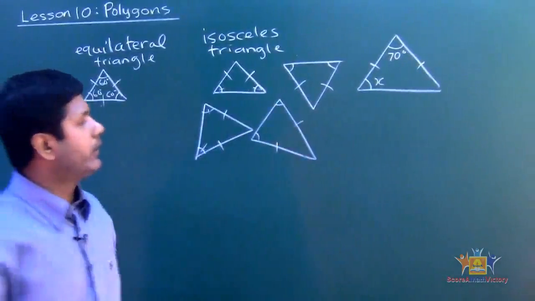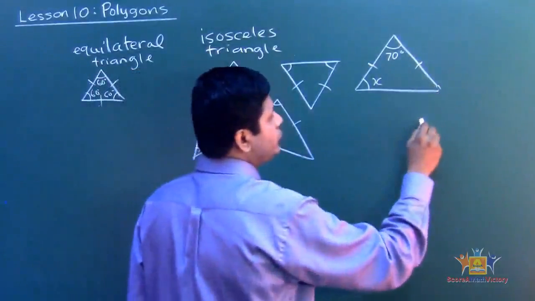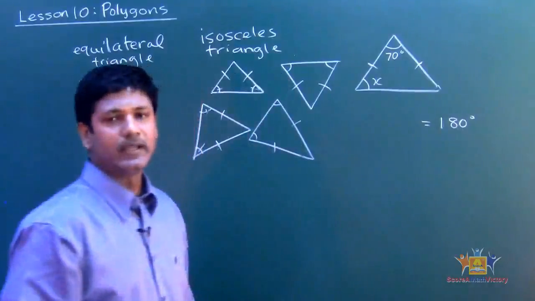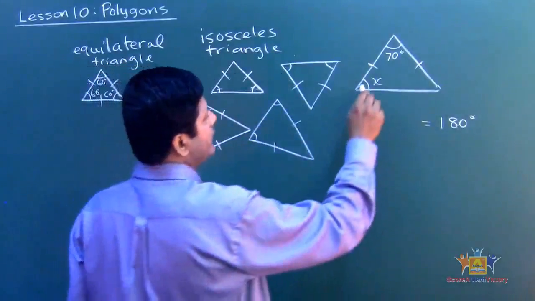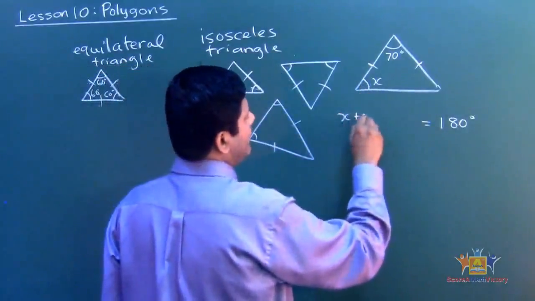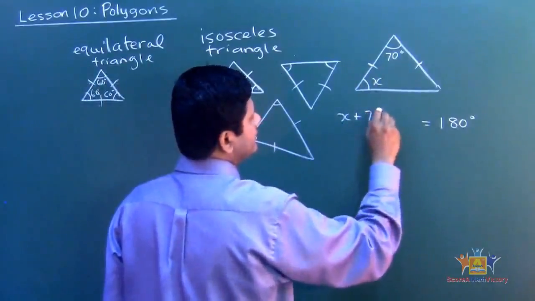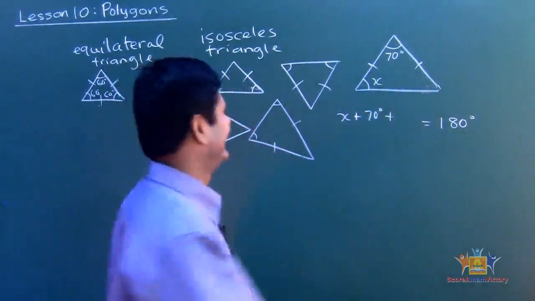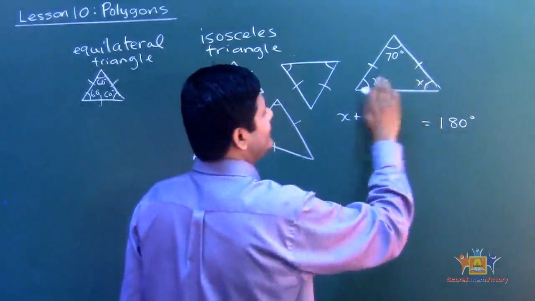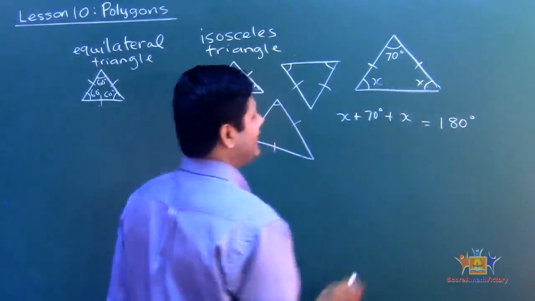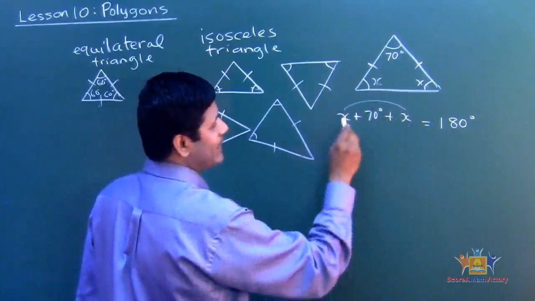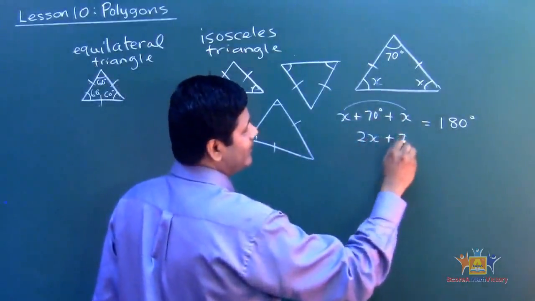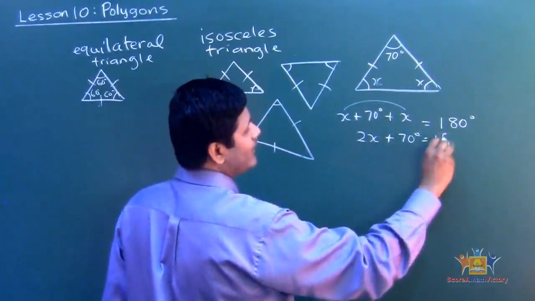How do we do that? Okay? So you know that the total angle is what for a triangle? 180 degrees. Okay? So let's add them. You know that this is x plus 70 degrees plus, what is this one? Also x. Because they're what? The same. That means I can add these two. X plus x, 2x. Plus 70 degrees should give me 180 degrees.